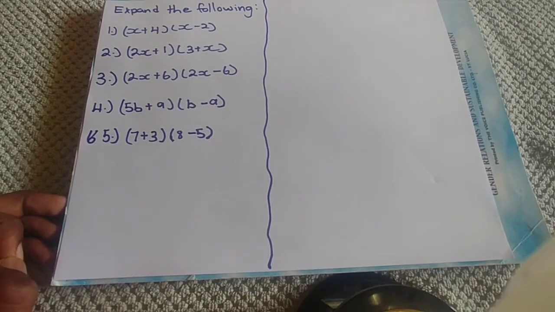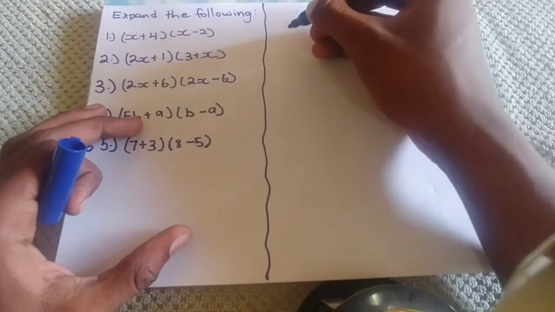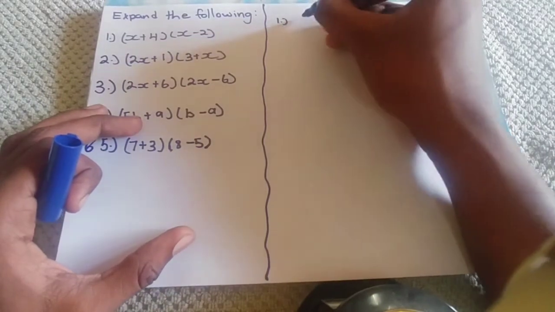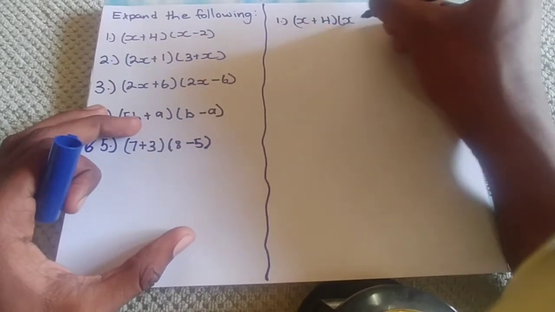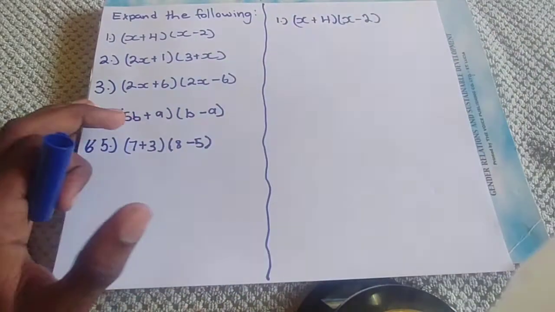Okay, so now I have a list of different things that I want to expand by binomial expansion, and I'm going to try to use some of the same methods that we talked about before. Okay, so the first one, we have x plus 4 by x minus 2, and I'm going to use the FOIL method to expand this. You're going to use the FOIL method.